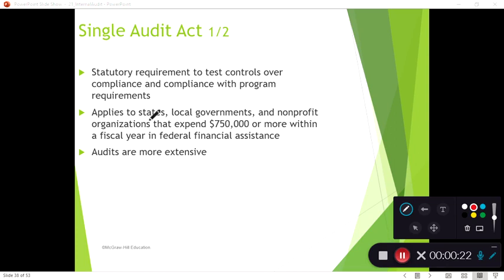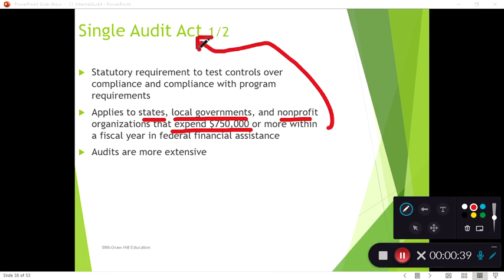Well, essentially, if you have state governments, local governments like cities or townships, and nonprofits that have expended more than $750,000 in federal financial assistance, then all of a sudden they have to adhere to the requirements of the Single Audit Act. Okay, and so these are more extensive than what you would get under the governmental auditing standards. And so obviously the university gets more than $750,000 in federal financial assistance, and so we would have to adhere, for example, to the Single Audit Act.